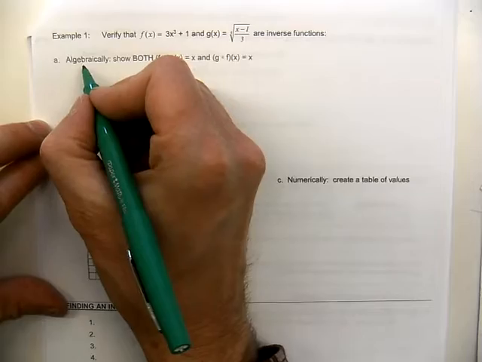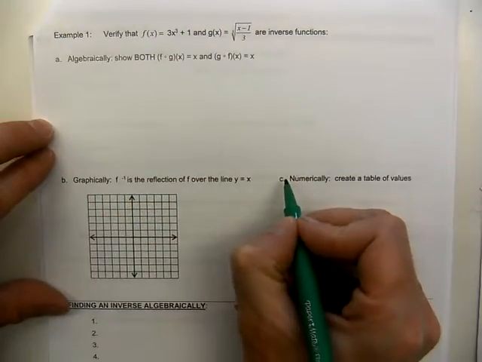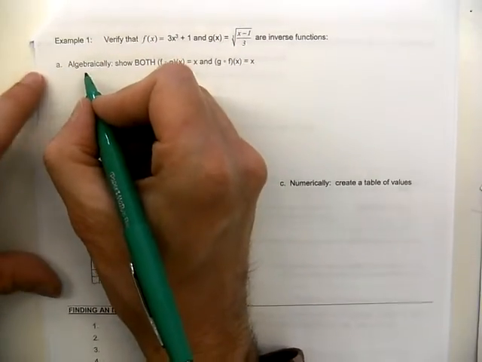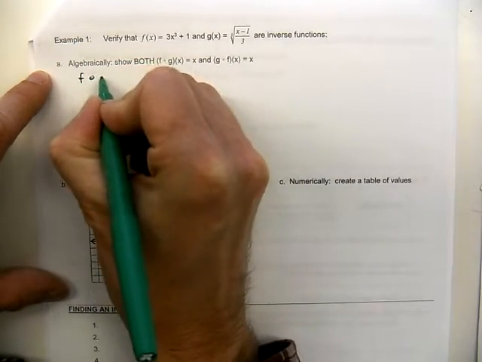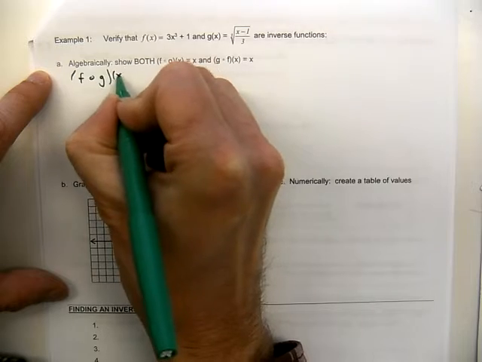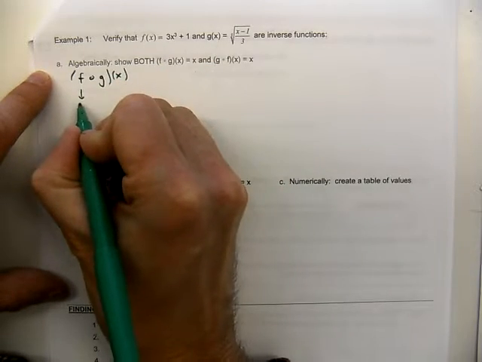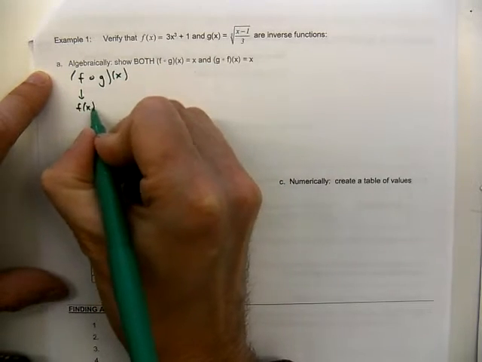So here we'll look at it algebraically, and then graphically, and then numerically. So here's the algebra part. What we're doing is starting off with this first composition, f composed with g of x, starting off with the letter in front, the f of x function.